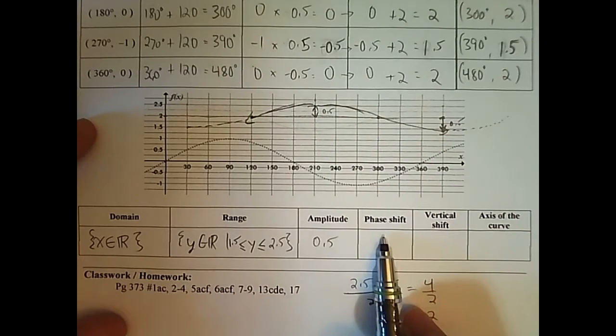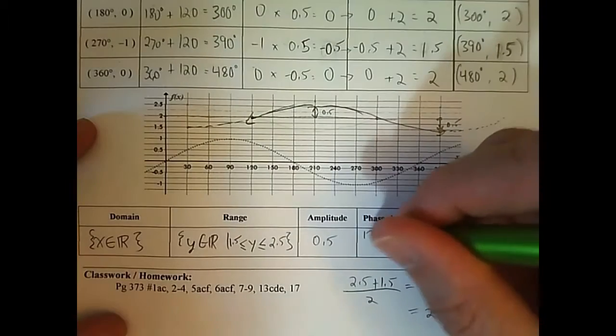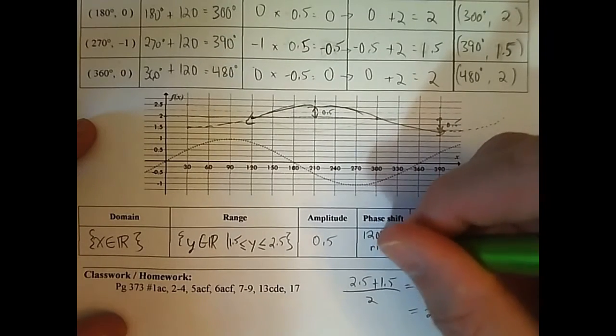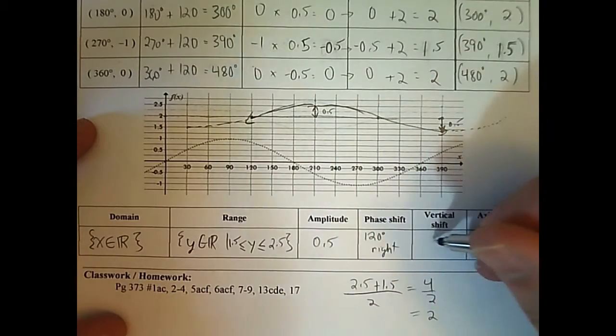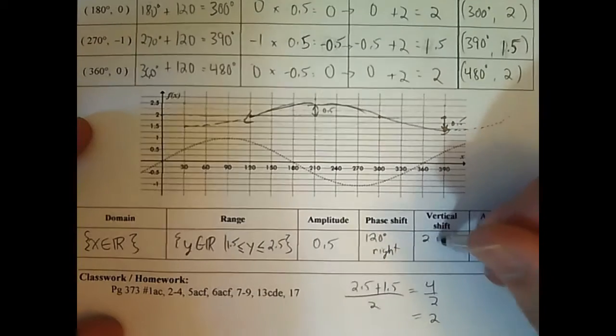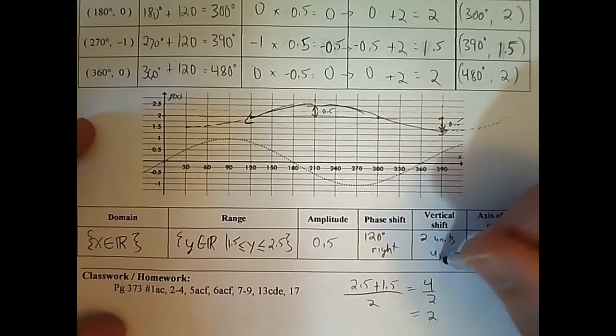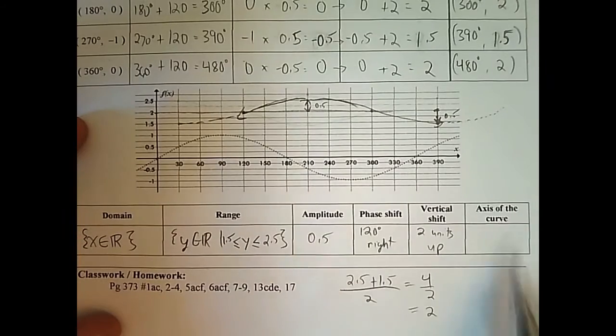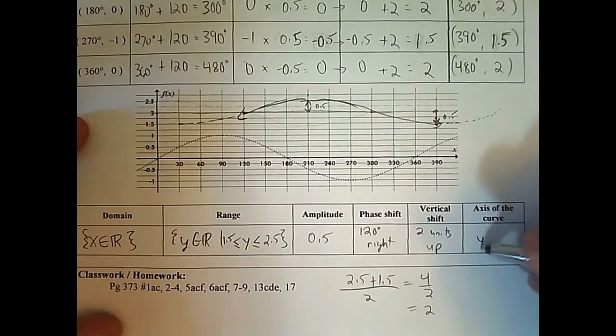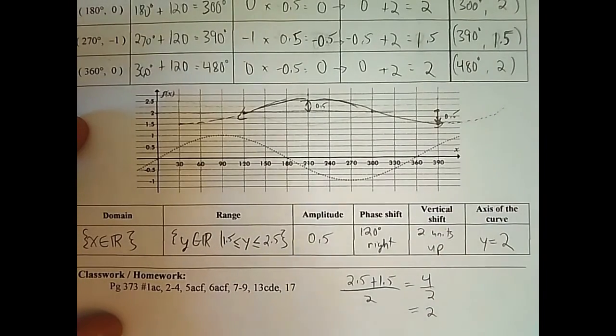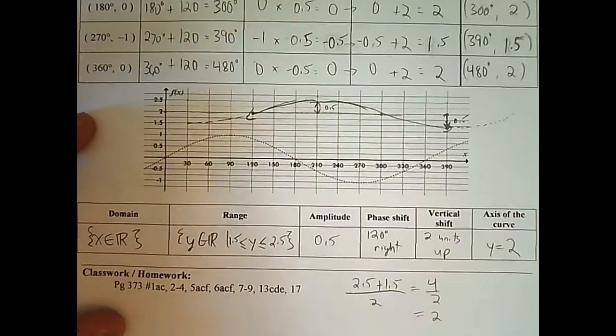We had a phase shift of 120 degrees to the right, and a vertical shift 2 units up. And our axis of the curve we said was y is equal to 2. So that's how we apply all of these transformations to a sine function.